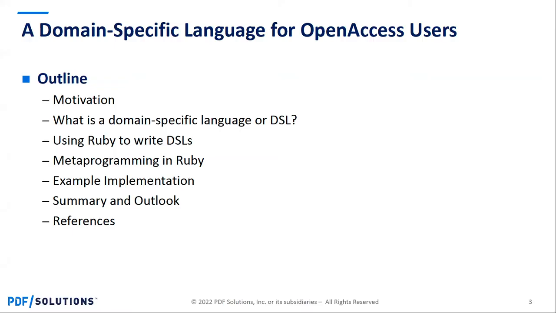So for the outline of this talk, I give a quick motivation. Then we talk about what a domain-specific language, or DSL, actually is. And then why we want to use Ruby to write DSLs. Naturally, we have to talk about metaprogramming in Ruby, because that is what enables us to build DSLs efficiently. I will give you an example implementation of the DSL I was dreaming up, and then some summary and an outlook.